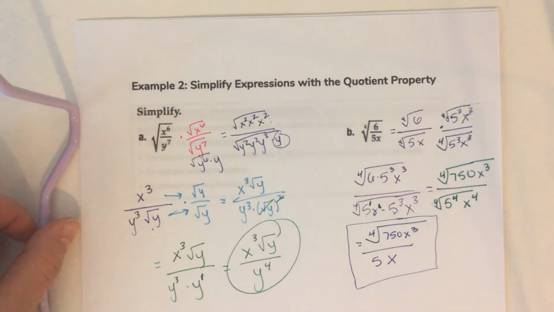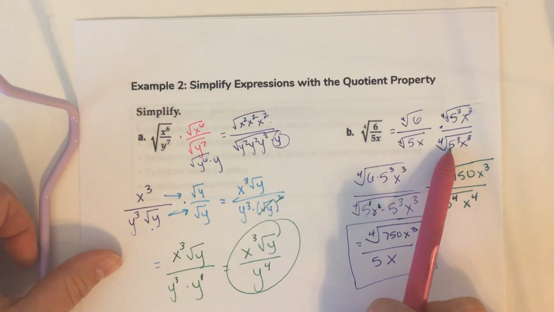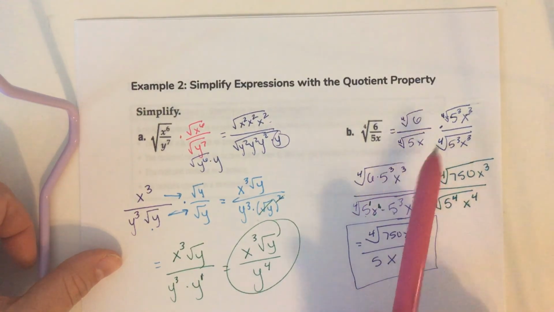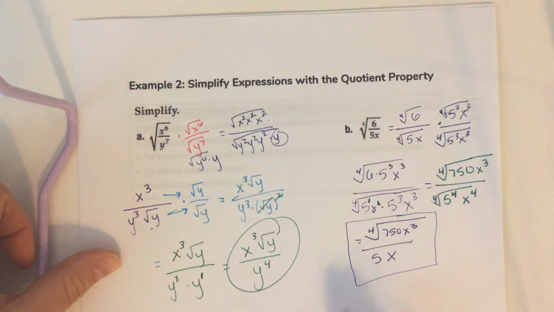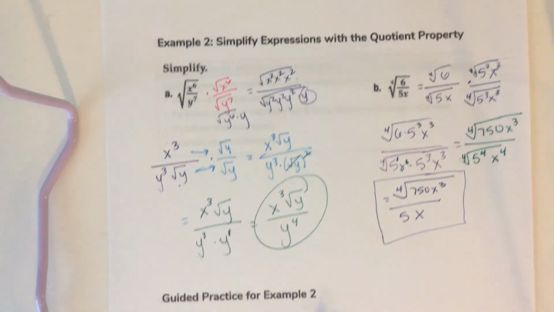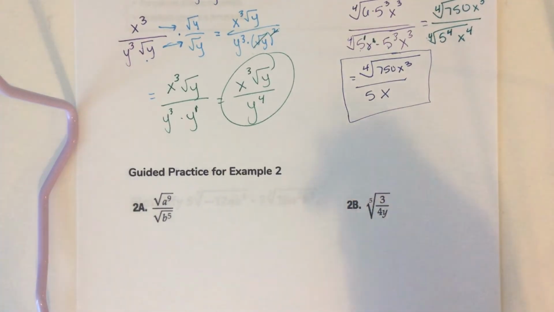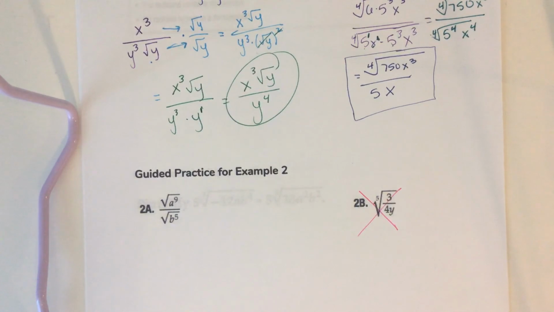Remember that you're always going to just raise everything inside the root to 1 less than the index. And your end all goal is to get no radicals in your denominator. That's a no. We don't want that. So go ahead and pause the video and try just 2a on your own. You don't need to do 2b. Try just 2a on your own. This is back to 1 like the first example, and come back when you're ready to check your answer.